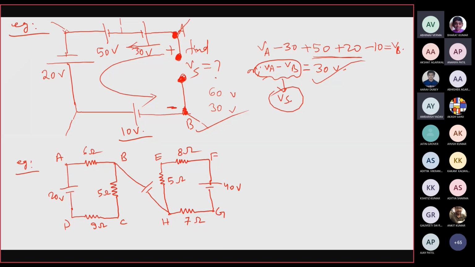Let me check this source value. What is the source? 29.5. This is of 10 volt. Okay. Sir, so here, hello.